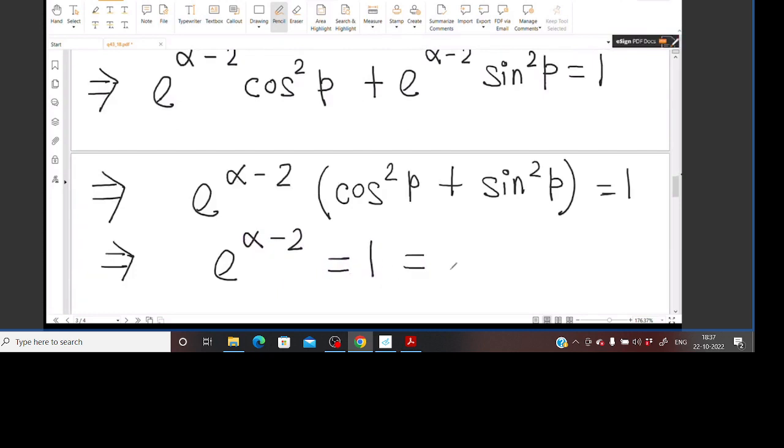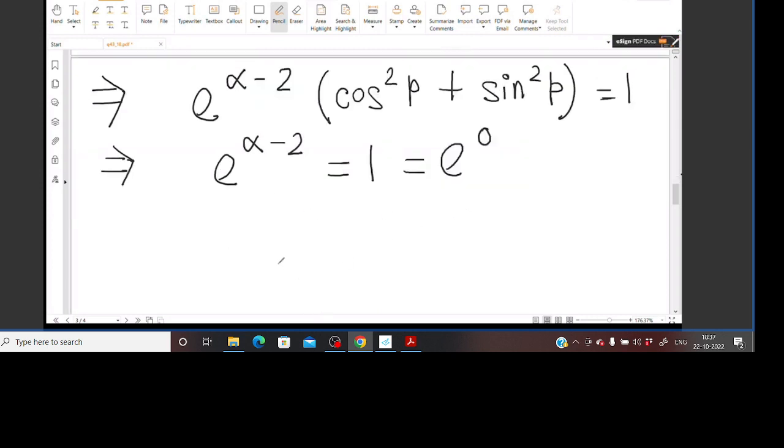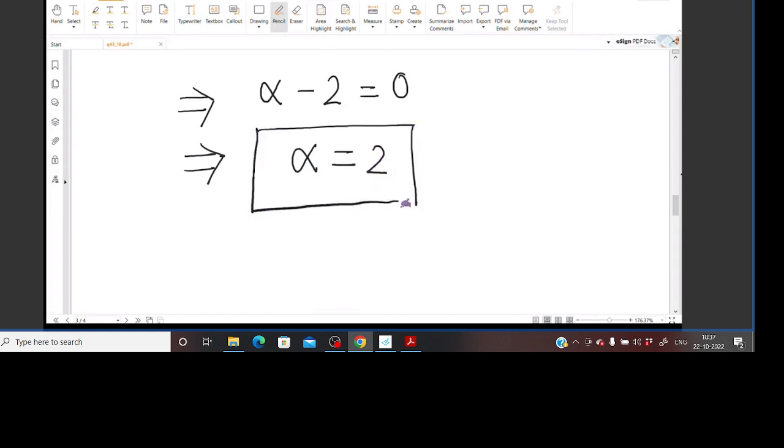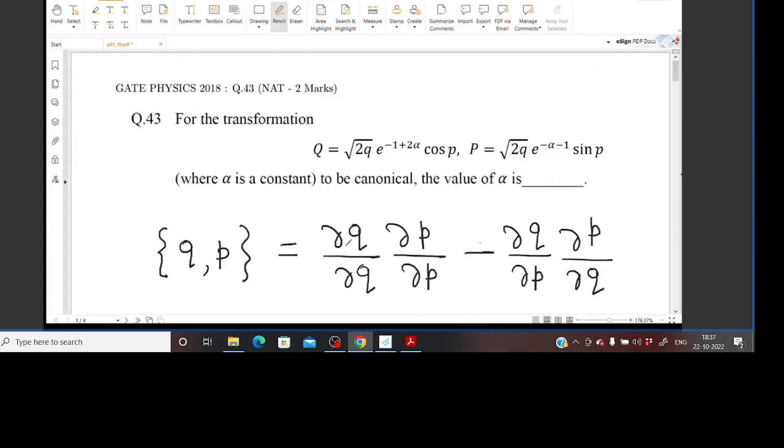Now 1 can be written as e to the power 0. From this equation we get alpha minus 2 equal to 0, or alpha equal to 2. So the correct value of alpha is 2.